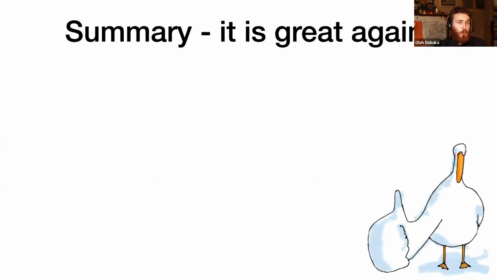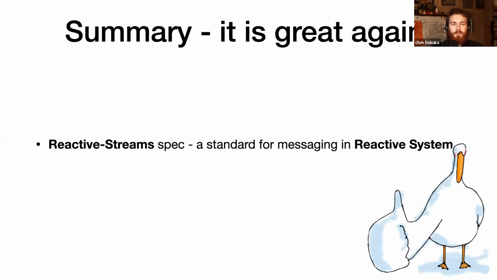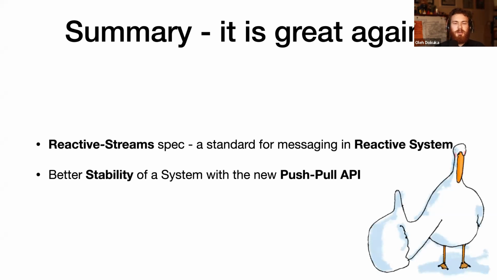Perfect. So we can summarize. Right now, we are in perfect shape. We solved all the problems. We are capable of building a resilient system, because now we have everything to which we have to react and take into consideration in order to make sure that our system is resilient. So our subscriber is not overwhelmed by our producer. The compatibility and stability are just great because we introduced this push-pull based API. So everything is just amazing.